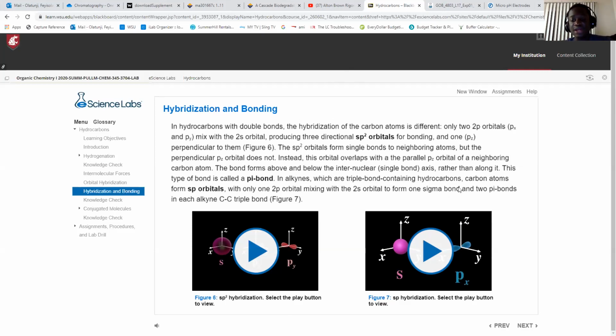For your sp hybridized carbon, you have your carbon bonded to 2 different atoms. One atom via a triple bond, and then the other one with a single bond.